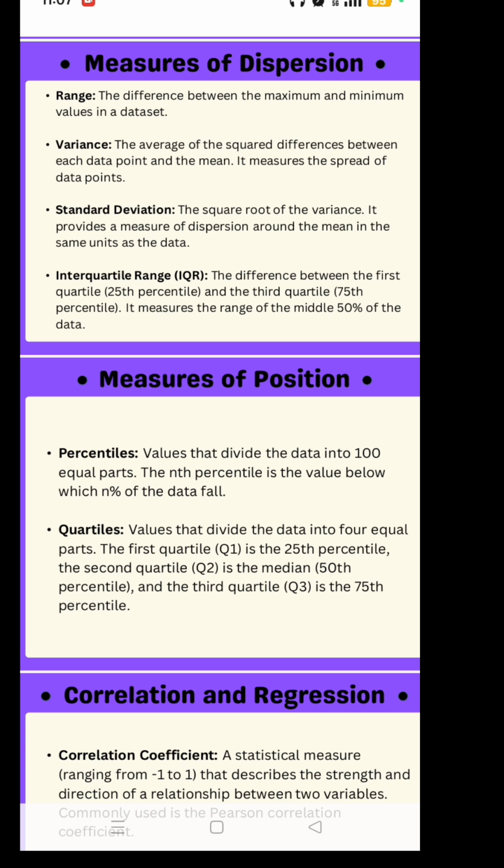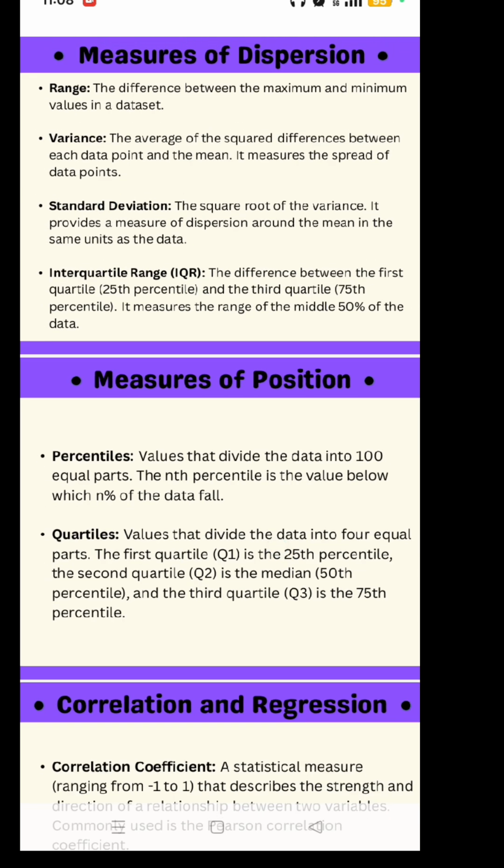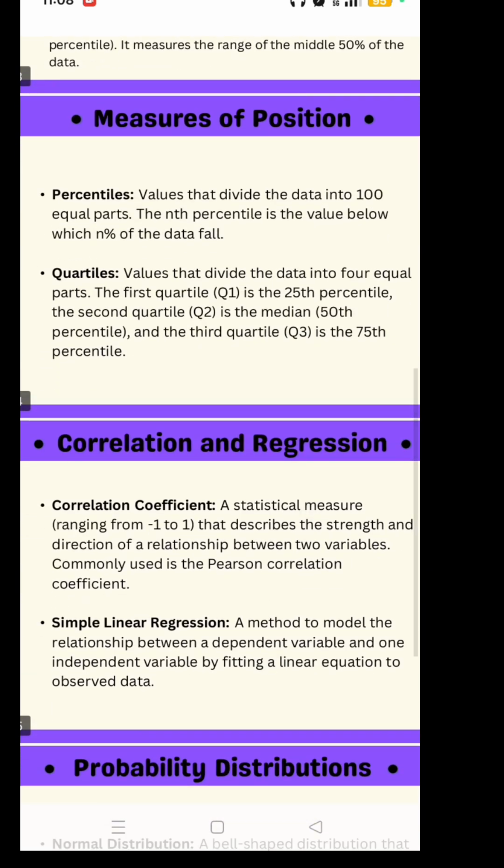It measures the range of the middle 50 percent of the data, how the data is located and where the data has differences around the mean, which we can easily calculate by using the interquartile range. The 25th percentile and 75th percentile are also part of it. That is range and interquartile range. Next, measures of position, also percentiles and quartiles, which we just discussed.